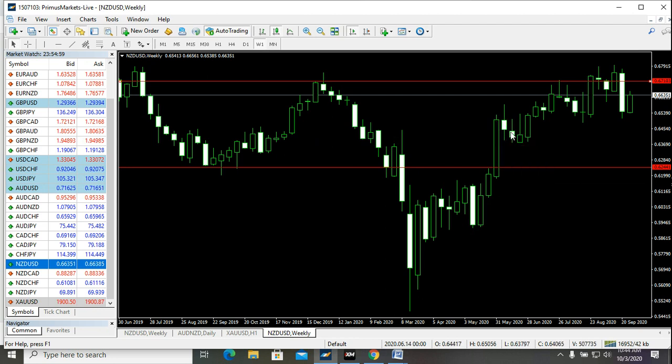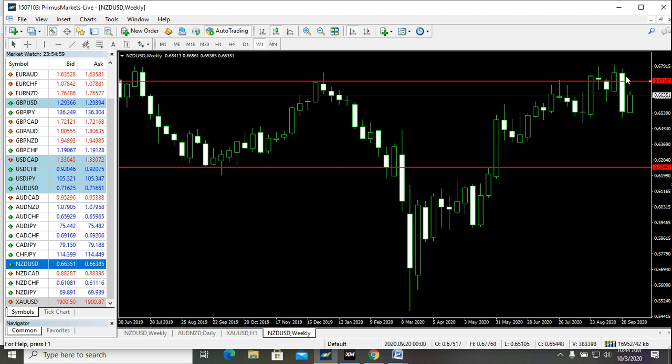pullback for 2 weeks. Each candle represents a week. We are on the weekly time frame. It only did a pullback for 2 weeks and then made its way all back up again. So it broke through this level and now we are seeing the pullback again.